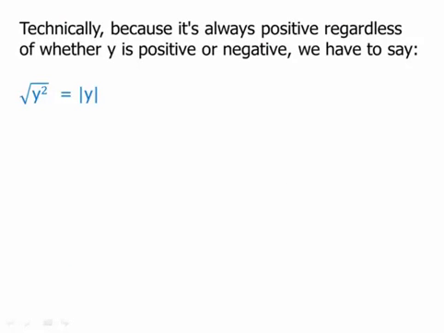Because it's always positive, regardless of whether y is positive or negative, we have to say that the square root of y squared equals the absolute value of y. So in other words, if y is positive, then we get a positive output. If y is 0, we get 0. And if y is negative, we get a positive output.